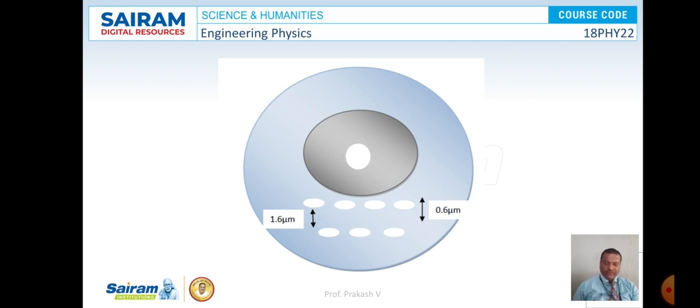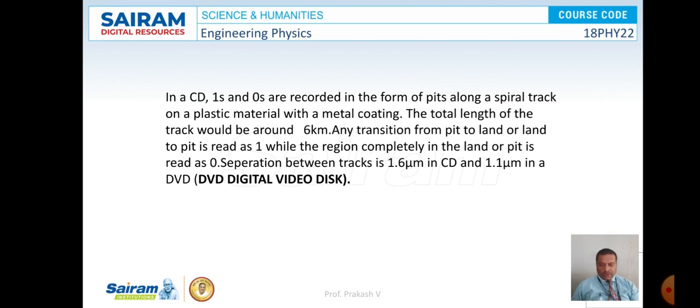In a CD, ones and zeros are recorded in the form of pits along a spiral track on a plastic material with a metal coating. The total length of the track would be around 6 kilometers. Any transition from pit to land or land to pit is recorded as 1, while the region completely in the land or in the pit is read as 0.